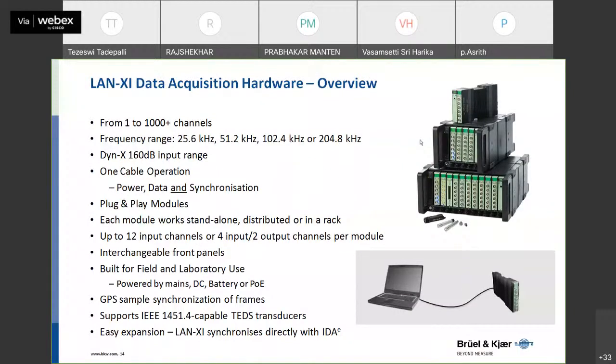Dyna-X is something unique among manufacturers where the data acquisition system automatically ranges itself for a wide range of applications. This becomes very important in non-repeatable phenomena. You could have 12 channel modules or 4 input, 2 input output modules. Interchangeable front panels are very good for connection because you could have a much easier connection. Say, for example, triaxial accelerometers where you could have a single connection coming to the data acquisition system.